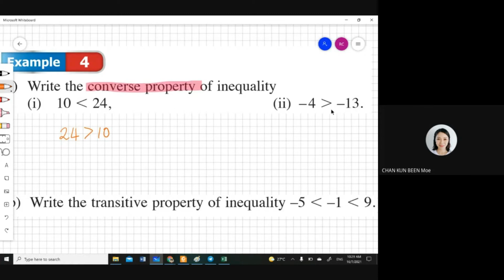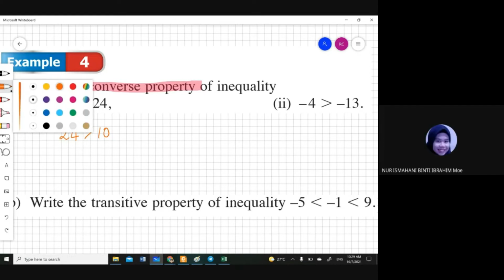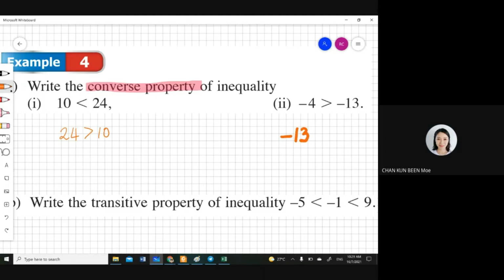Negative 4 is greater than negative 13. So what will be the answer? Negative 13 is less than negative 4. Very good. Negative 13 is less than negative 4. You just change everything the other way around.